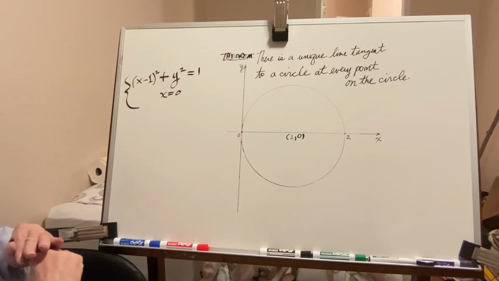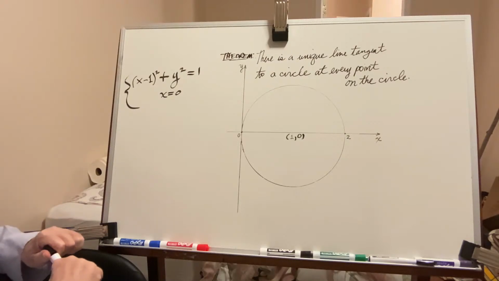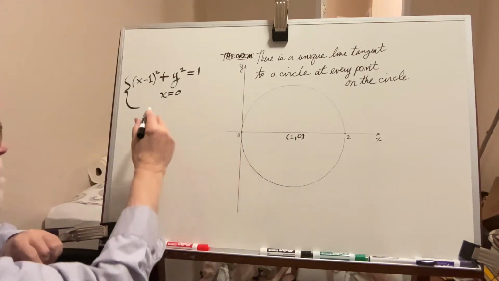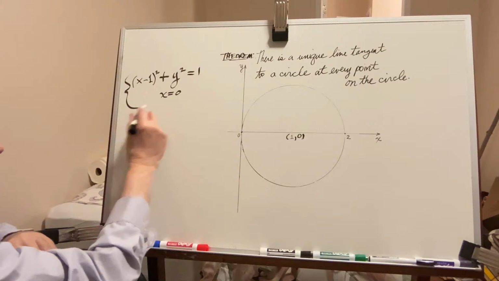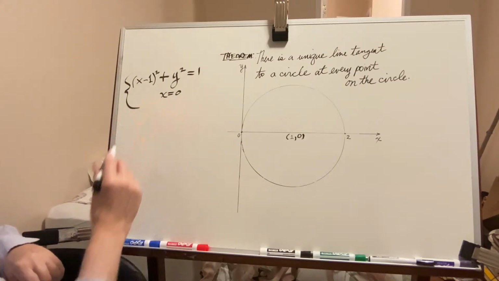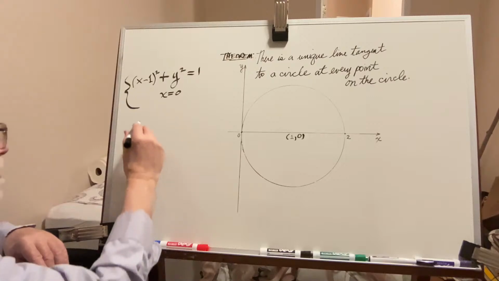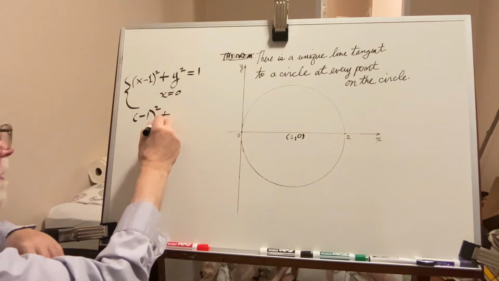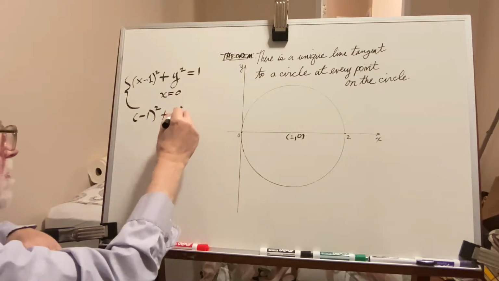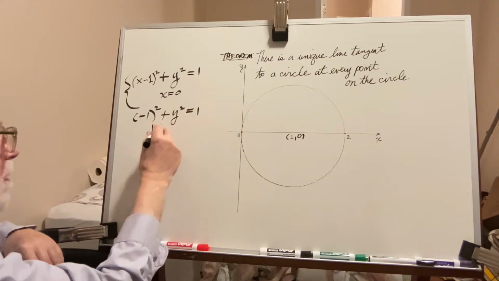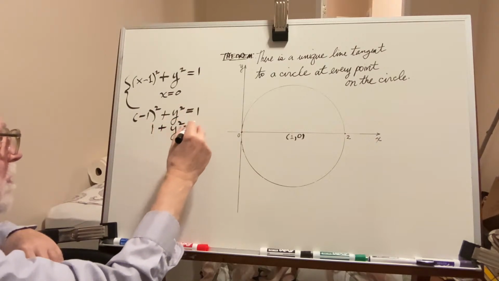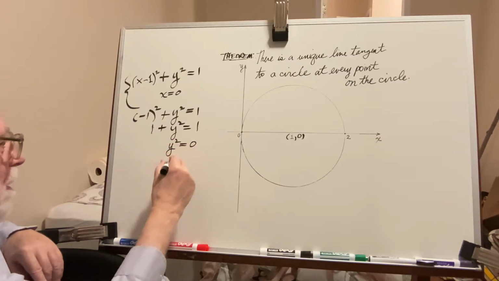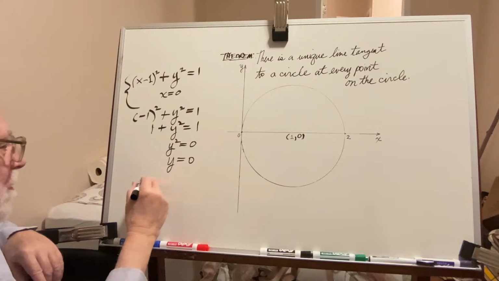Well, here's the system, and we want to claim here that the y-axis is tangent to the circle, and the point of tangency is the origin. So we solve this system by substitution, x equals 0. If x equals 0, we have minus 1 squared plus y squared equals 1. We have 1 plus y squared equals 1. And then we have y squared equals 0. So y equals 0.